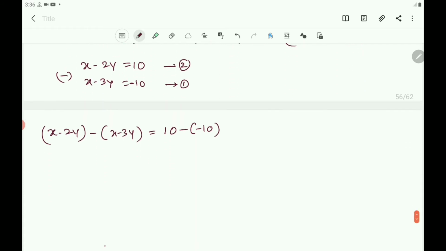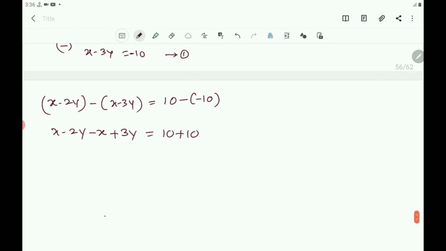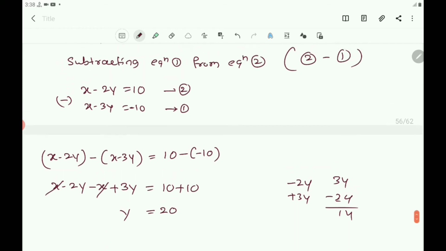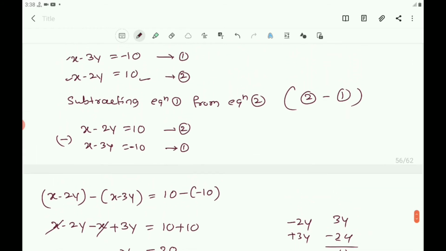Then it becomes x minus 2y minus x, minus into minus becomes plus 3y. Then 10, minus into minus becomes plus, it is plus 10. Then you know that plus x minus x cancels. Minus 2y plus 3y, that is nothing but 3y minus 2y is equals to what? 1y. You got here 1y, that is y, is equals to 10 plus 10, that is 20 you got. Now you substitute the value of y in the first equation.